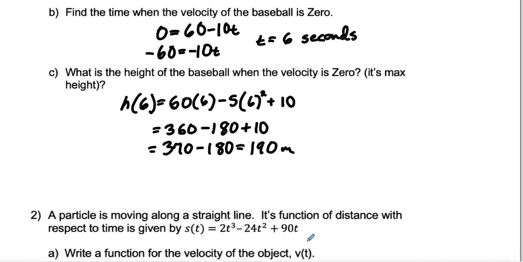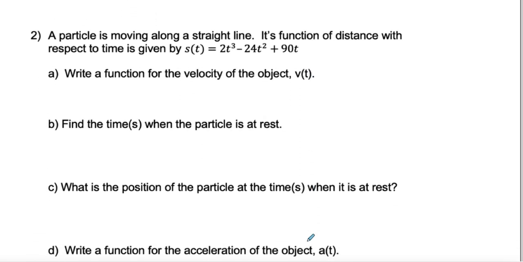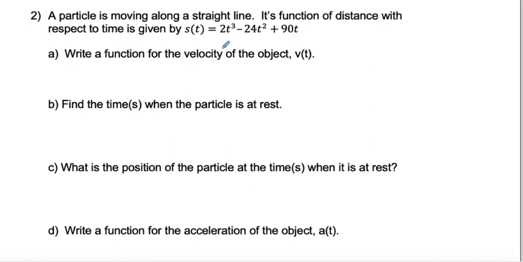Okay, let's do the next problem, and we're going to go ahead and look at a kind of a different problem, but a very similar process. A particle is moving along a straight line. Its function of distance with respect to time is given by s of t equals 2t cubed minus 24t squared plus 90t. Okay, now you can do these derivatives by hand, but for this one I'm going to use the calculator just because it will speed up the process.